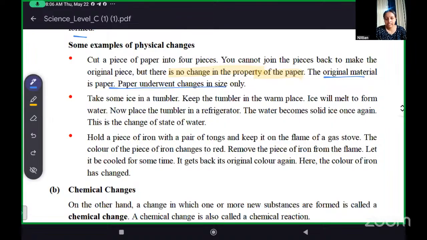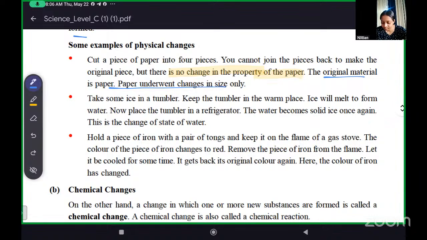Ma'am, I have a question about physical and chemical changes. Copper oxidizes and turns green. Is that a physical change or a chemical change? Chemical change, but it changed color. Yes, it changed color. That is true. But it changed color because it was a chemical reaction, so that is why it is a chemical change. Okay.